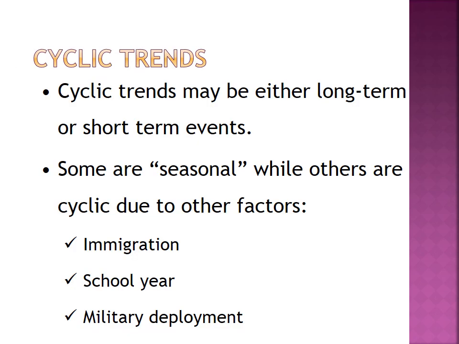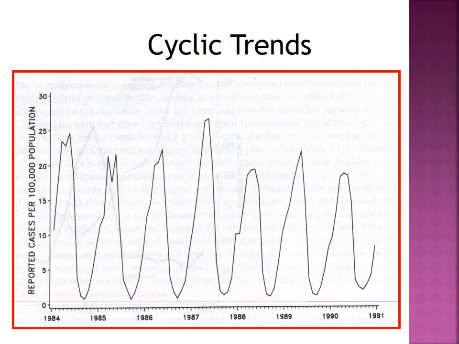Now what about the cyclical trends? It may be either long term or short term, but these are coming in cycles. Due to other factors, some are seasonal, but some may be other factors like immigration, school year, military deployment. This is the example of cyclical trends of disease. See the peaks of the disease load at regular intervals.